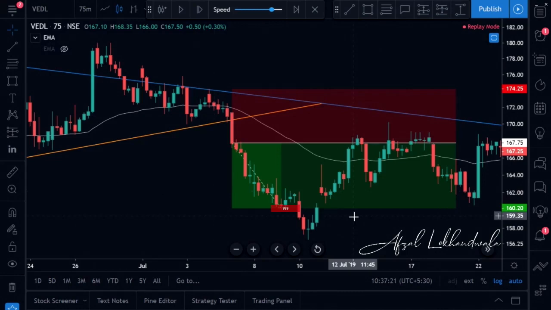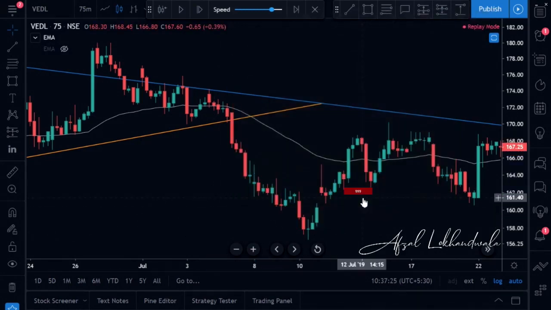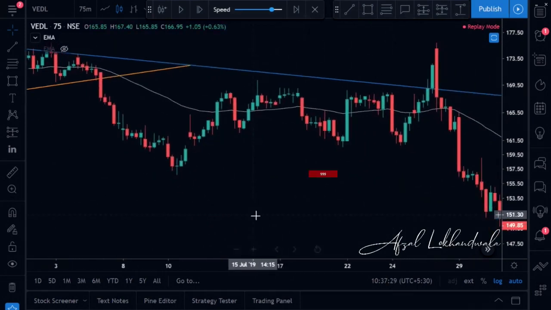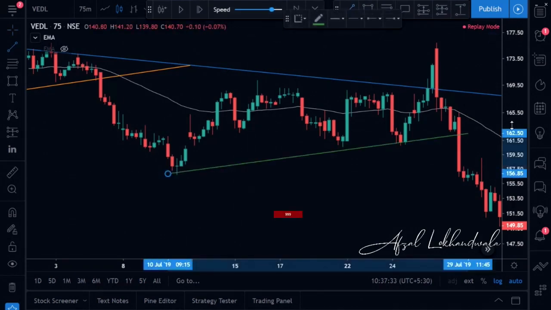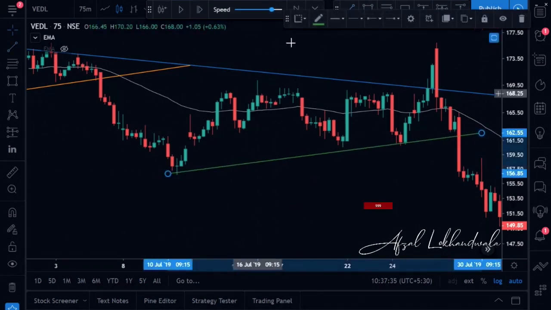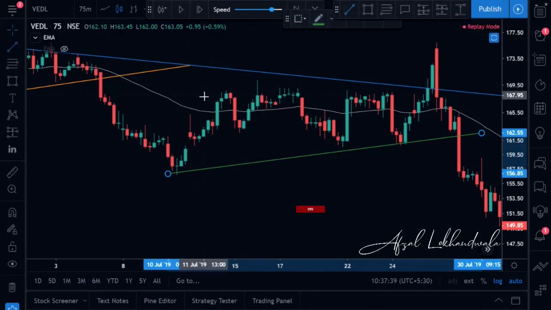Now I will show you one more entry using the 75 minutes time frame. Let me delete this. Now we will already have our bearish bias established from all the time frames. We can see a nice pattern here. Let me draw this. So this forms a pattern of a kind of a rising wedge here.